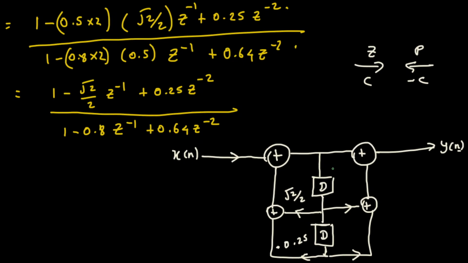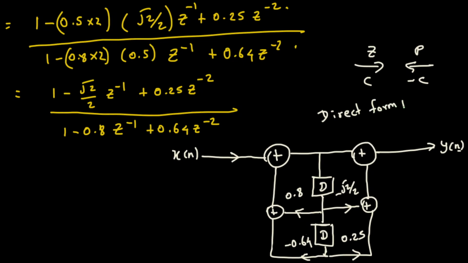Okay, I messed up. I had to look at the poles. Poles are in the denominator. So poles, negative 0.8. So this is going to be positive. Change the sign. And then 0.64, that is positive. So we put a negative for that. And then zeros, we keep the sign as it is. So this is negative root 2 by 2. And then 0.25 here. Okay, and this is our first diagram. This is a direct form 2 regular diagram.